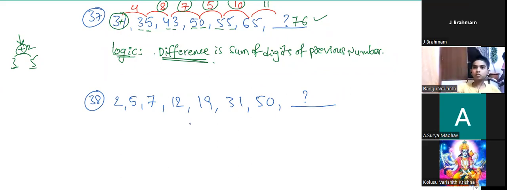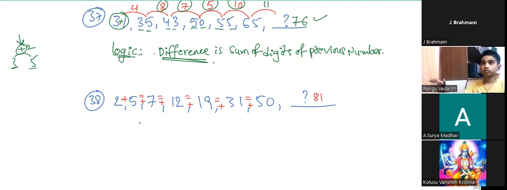Sir, prime numbers and composite numbers? Prime numbers and composite numbers form natural numbers only, right? 2 plus 5 is 7. 5 plus 7 is 12. 7 plus 12 is 19. 12 plus 19 is 31. 19 plus 31 is 50. Our answer will be 31 plus 50, which is 81.